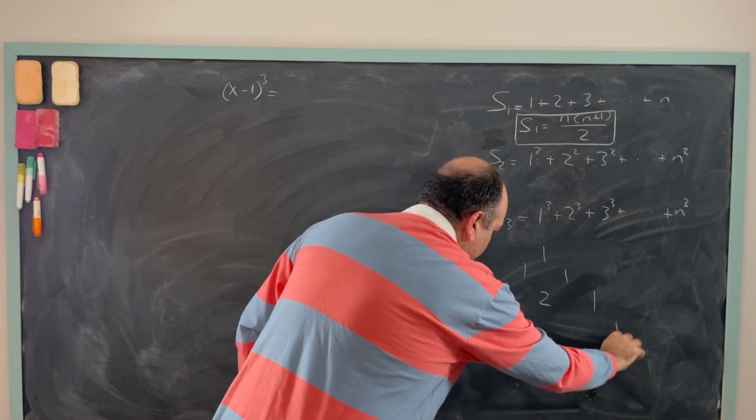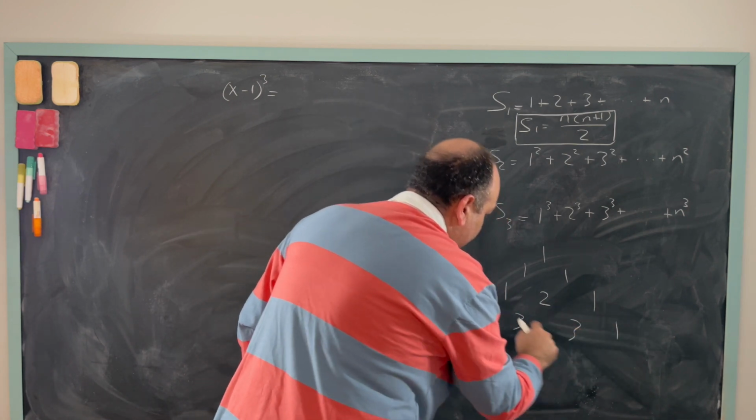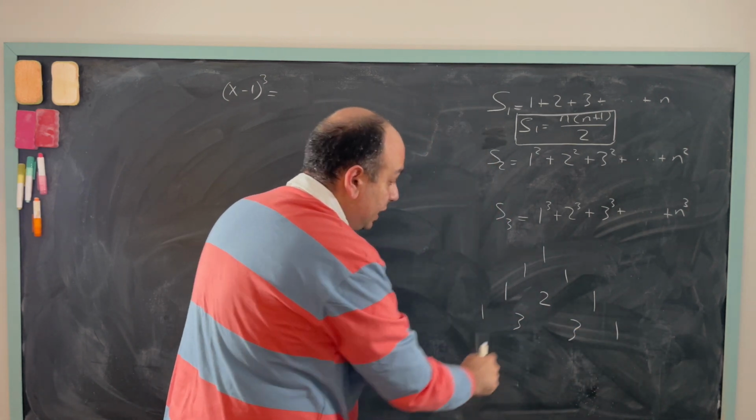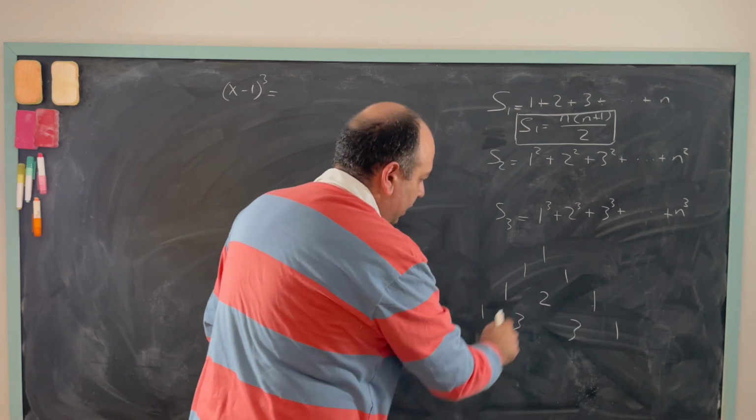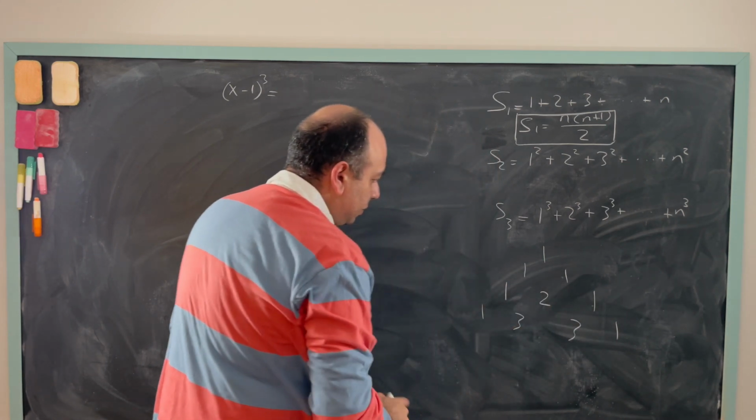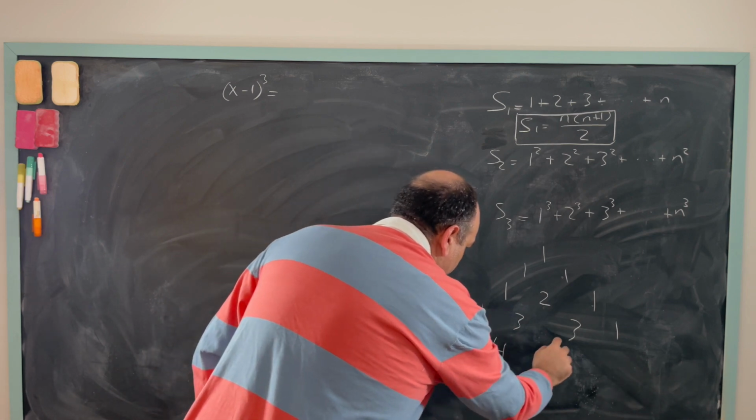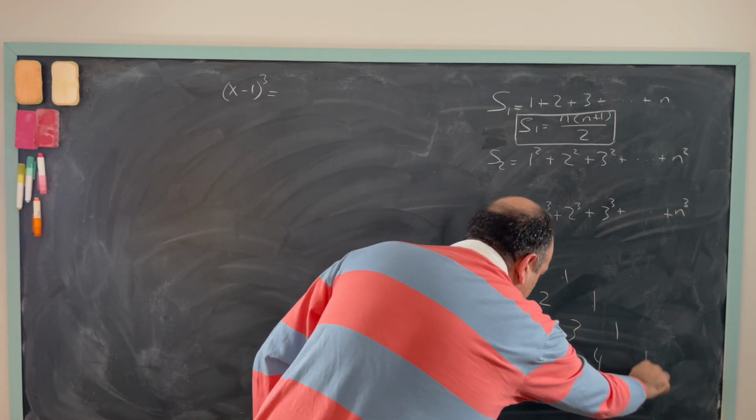So I put 1 here, 1 here. So this is 3, 3. I'm adding 1 and 2 here to get this entry, 2 and 1 to get this entry. So I added 1 and 1 to get this 2 here. So this is 1, 4, 6, 4, and 1. Okay?